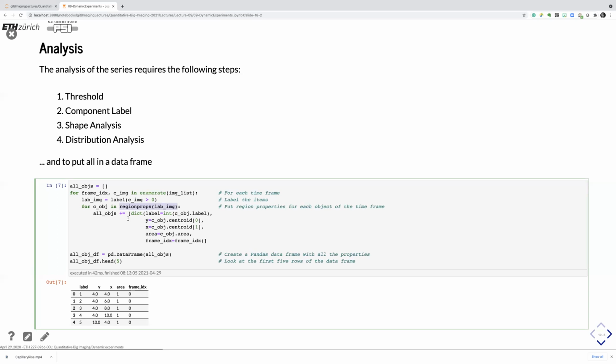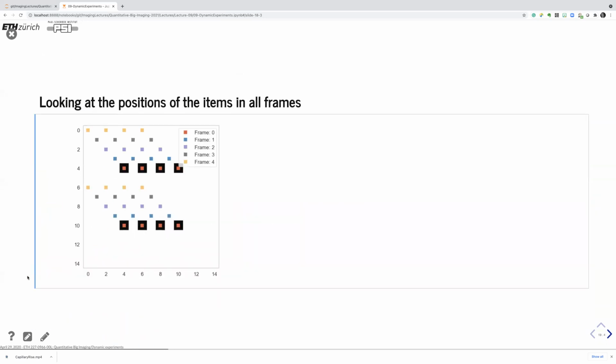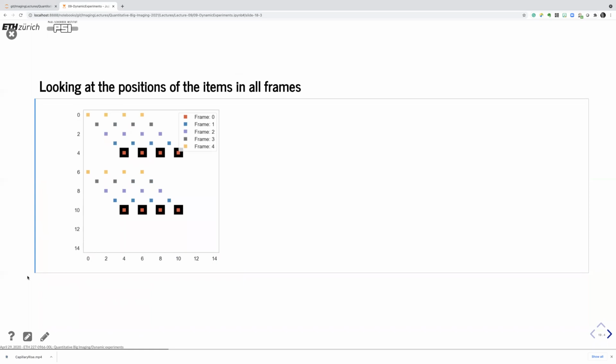And all this will then be put into a data frame, where we can see here that label 1 has some position, and area 1 was just a single pixel, and this was in frame 0. So we could actually look at some other frames too, and we can see that X and Y will be moving. And then we can look at different positions in all the frames.